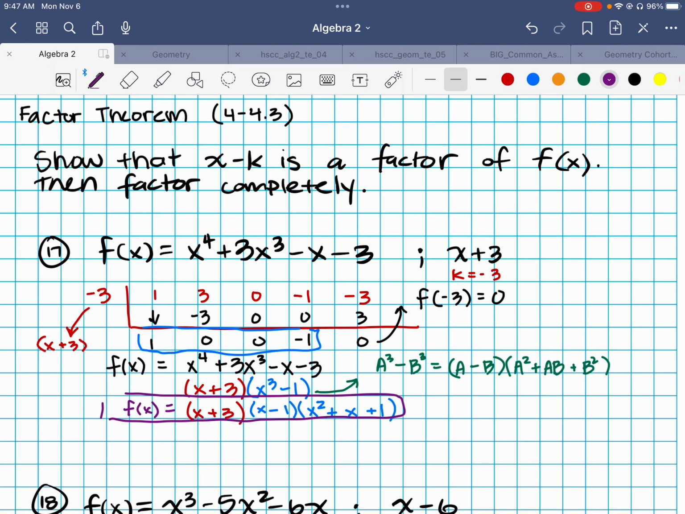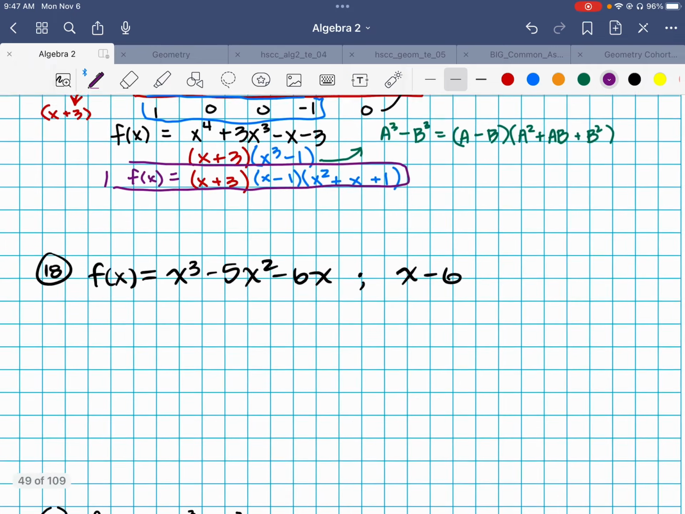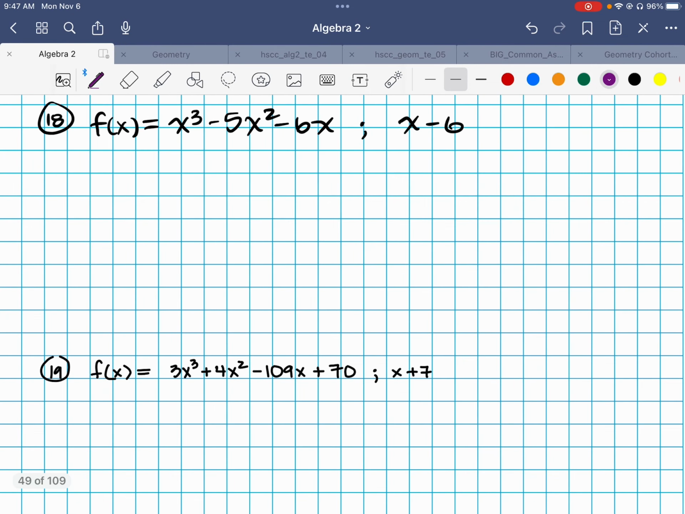All right, let's try it again, except problem number 18, we have a different factor we want to check, x minus 6. Once again, we're going to start off with our k value, which is just 6. So I'll write it down, and then we'll get our synthetic division set up. Now we're going to write our coefficients for our polynomial. That's 1, -5, -6. But you'll notice we don't have a linear term, so we're just going to put in a 0 right there. And we start off the synthetic division like we normally do.